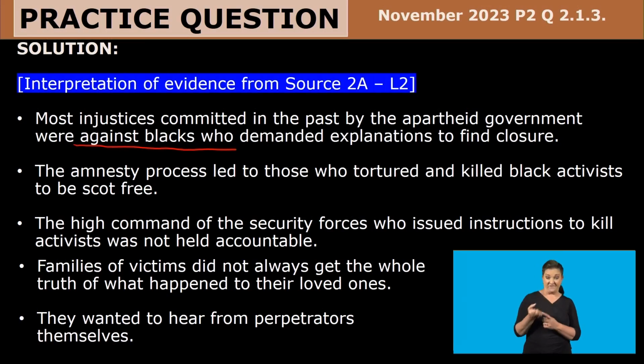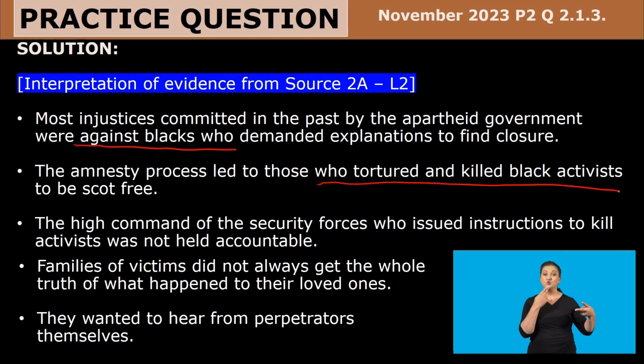Another possible response is the amnesty process led to those who tortured, okay, I'm going to underline, those who tortured and killed Black activists to be scot-free. So that is why Black people demanded to know what happened, because their feeling was that those people who were responsible for torturing and killing Black activists had gone scot-free.